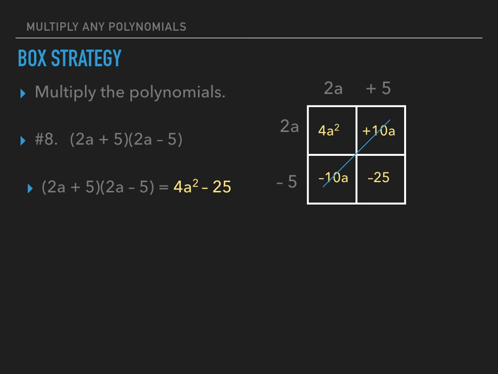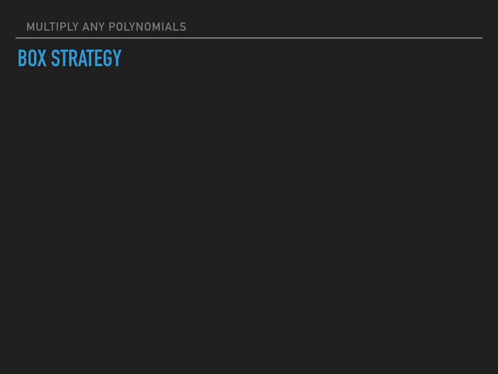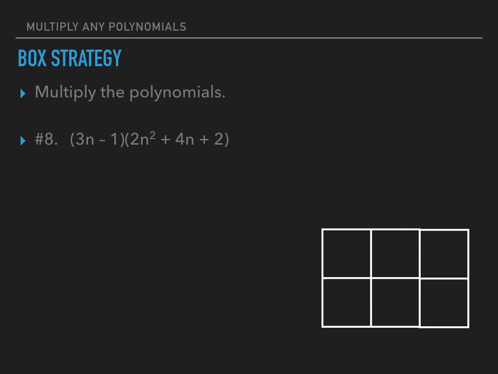So the box strategy is nice. It's useful for multiplying polynomials of any size. You will use this even into calculus, believe it or not. So I'm going to take my trinomial times a binomial, so I've made a 3 by 2 box. And along the side, I'm going to do 3n minus 1. And along the top, 2n squared plus 4n plus 2.